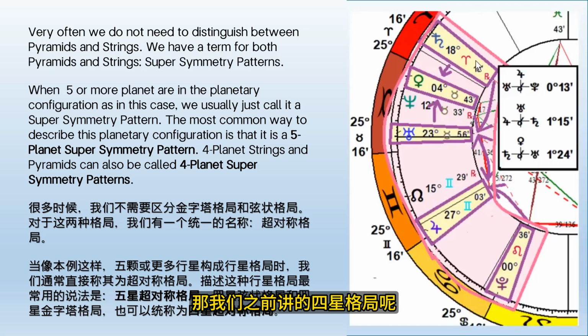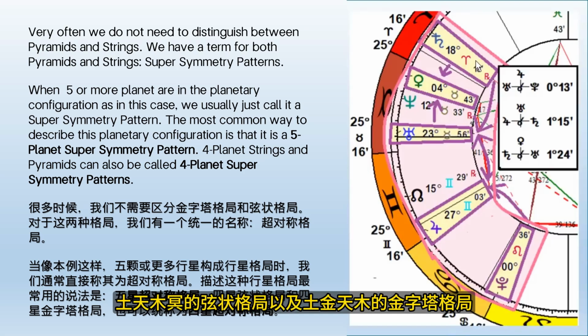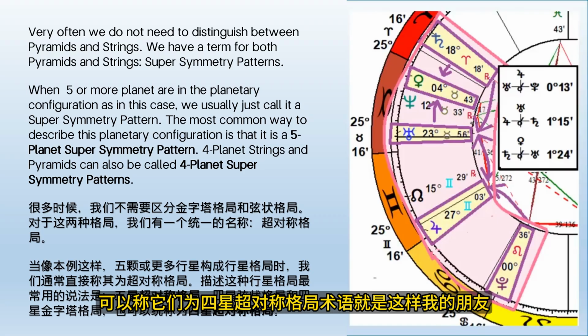Now, what about the 4-planet patterns we already discussed? The string of Saturn, Uranus, Jupiter, Pluto, and the pyramid of Saturn, Venus, Uranus, and Jupiter. These 2 configurations of the string and the pyramid combine together to make the supersymmetry pattern. The 4-planet string and the 4-planet pyramid can also be called supersymmetry patterns. So you can call those 4-planet supersymmetry patterns.